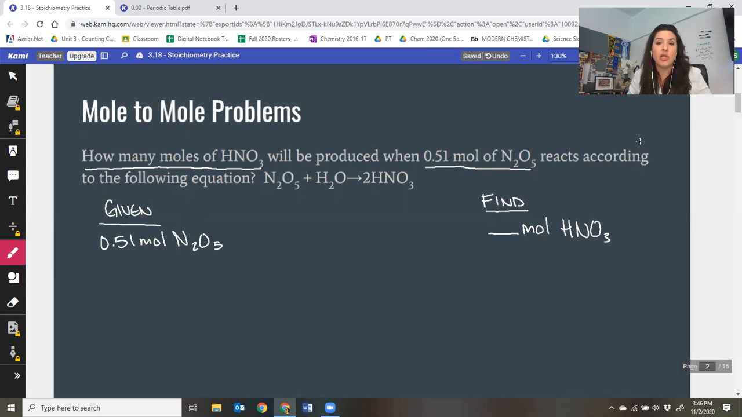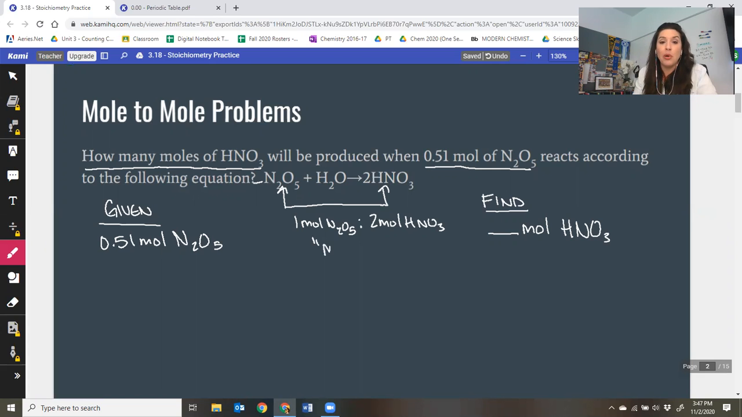We also have this equation here that compares these two quantities. So it looks like for every, and remember there's an implied 1 here, for every 1 mole of N2O5 that reacts, it's going to produce 2 moles of HNO3. So it has a mole ratio of 1 to 2. This is a true statement that compares how many moles of the reactant you start with and how many moles of the product you're going to get out. So this is called the mole ratio.